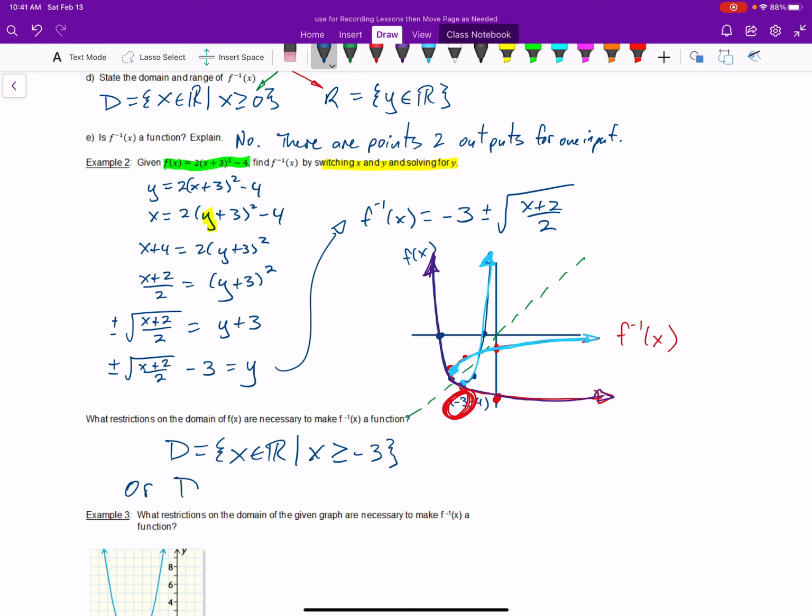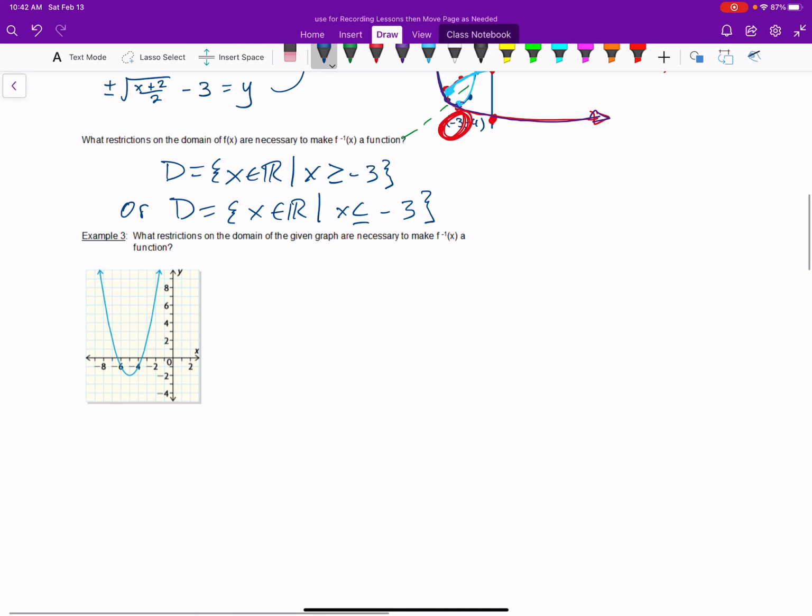So there's a couple possibilities. Take either greater than -3, or I could do less than -3. And again, I could include the equal sign or not. All that does is include the vertex or not, but it'll still be a function whether I include it or not. So following that exact same idea, what restrictions on the domain of the given graph are necessary to make it into a function?